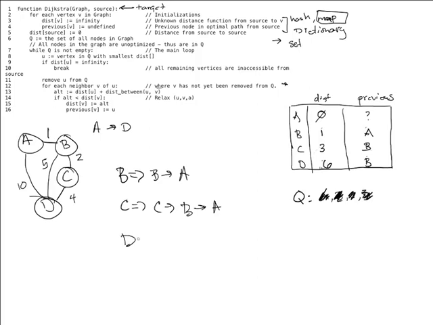Perfect. For D, what we do is we have D. Okay, so we look up D, the previous is B, and then we go to A. So this is indeed the shortest path at the cost of 6. If we go D to B, that costs 5, B to A is 6.